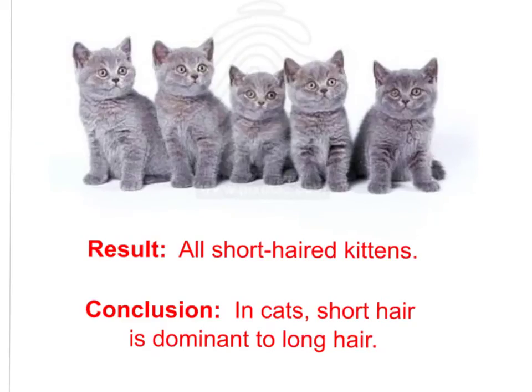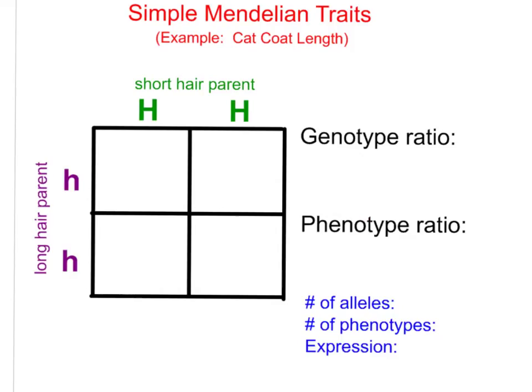The result, all short-haired kittens. So we know that coat length in cats follows simple Mendelian genetics. It's a dominant recessive inheritance pattern. And that is indeed what happened. In cats, the short hair is dominant to the long hair, so we see short hair in all of the kittens. We'll do a little review here.